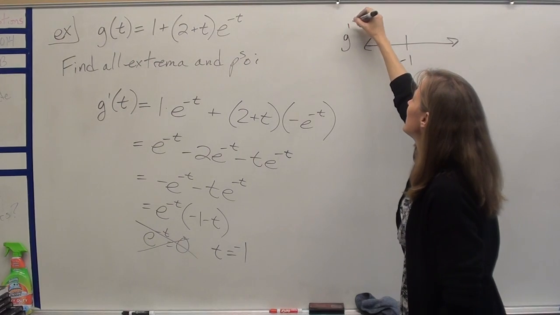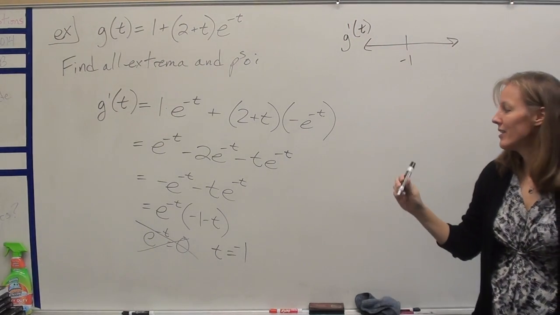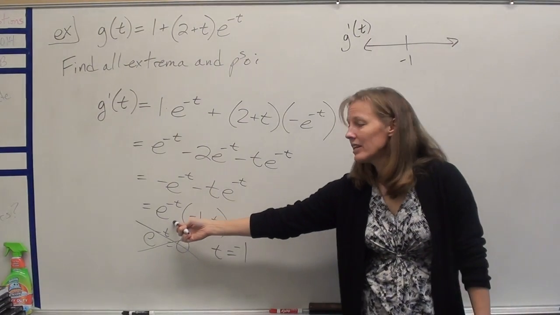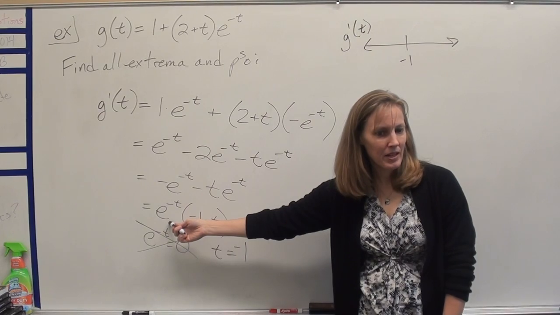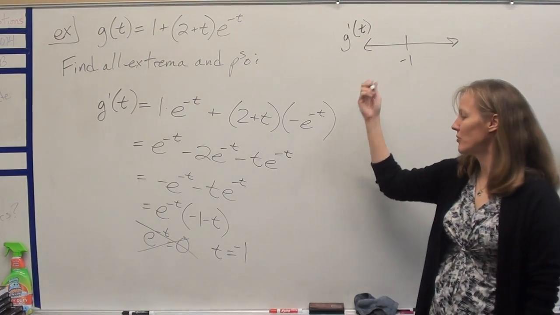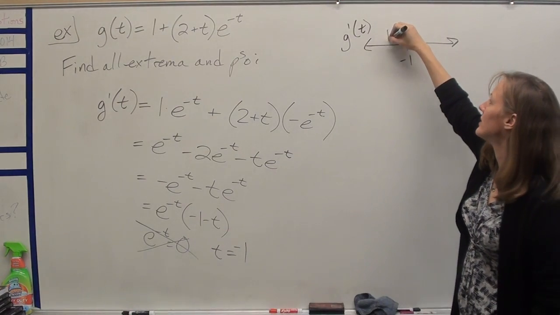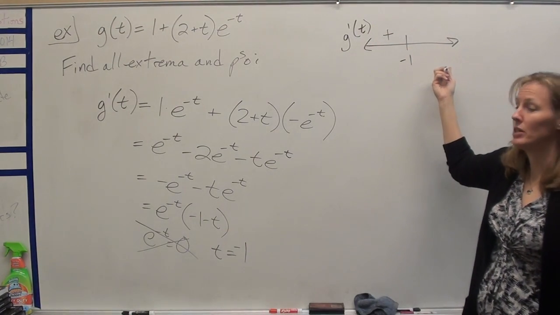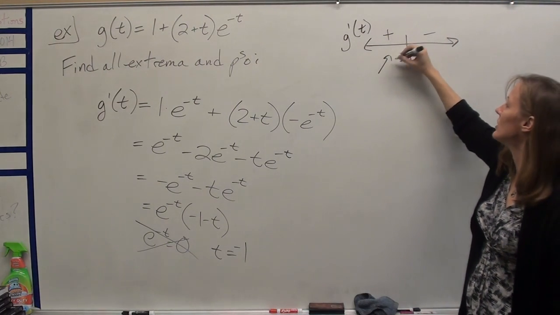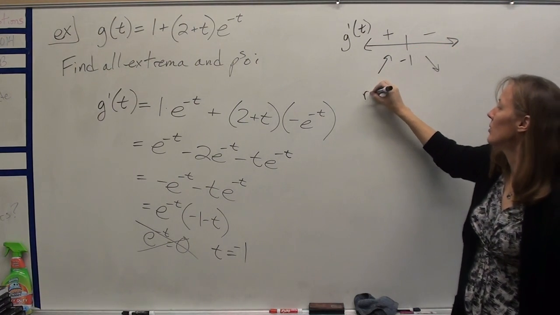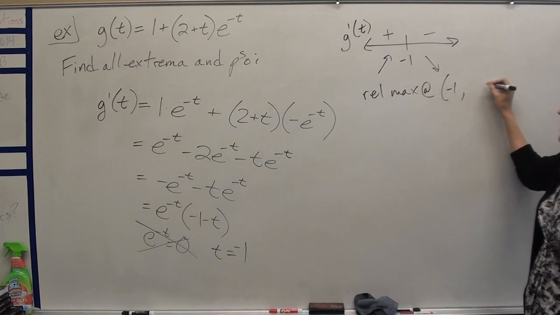So we make a sign line for g prime. Lucky for us, e to the negative t is always positive. So if I pick a number like negative 10 and I plug it in, I get negative 1 plus 10, which is positive. If I pick a number like 0, I get negative 1 minus 0, which is negative. This function is increasing and then decreasing. We have a relative max at negative 1 comma something.